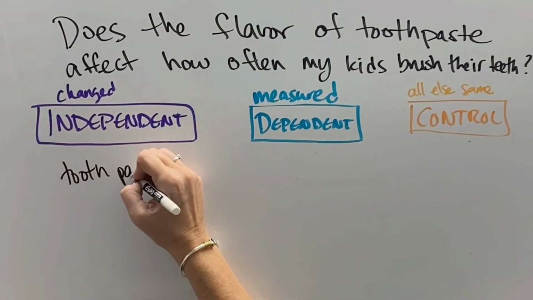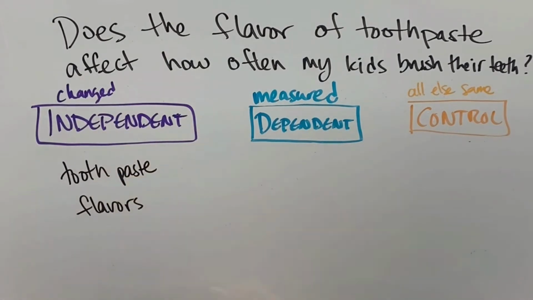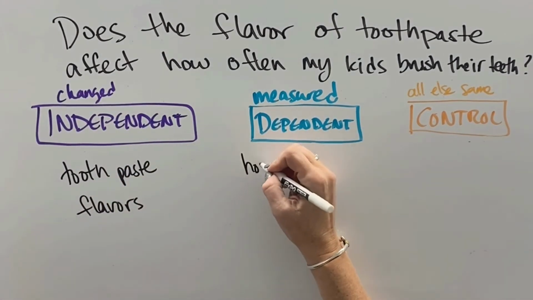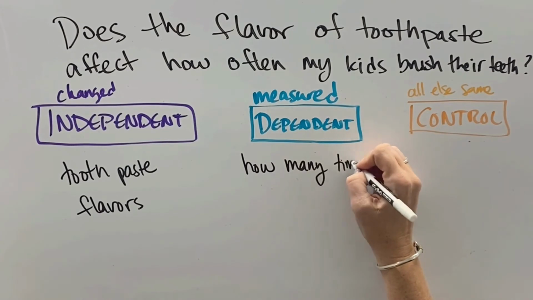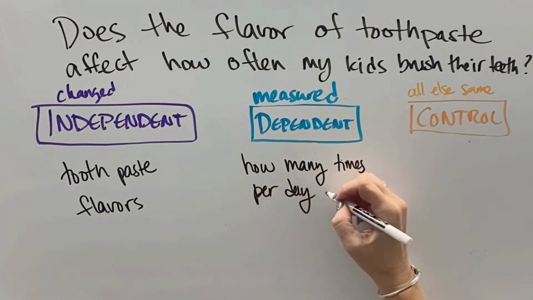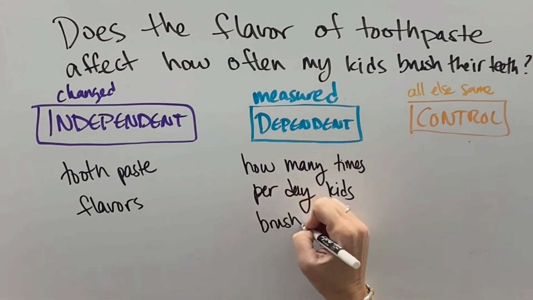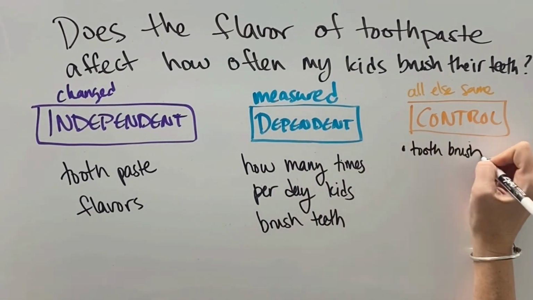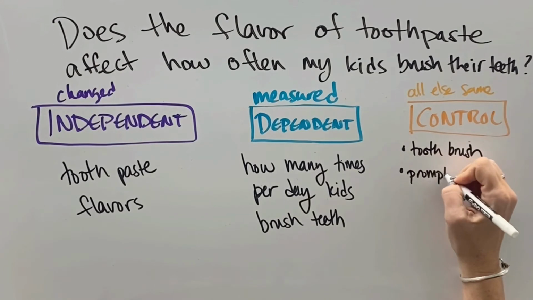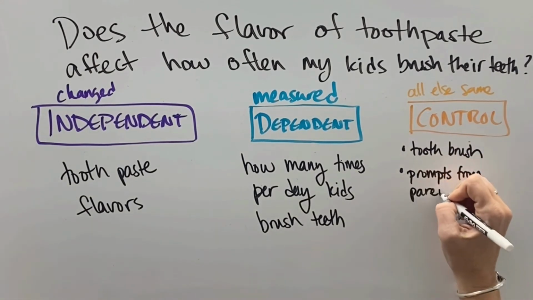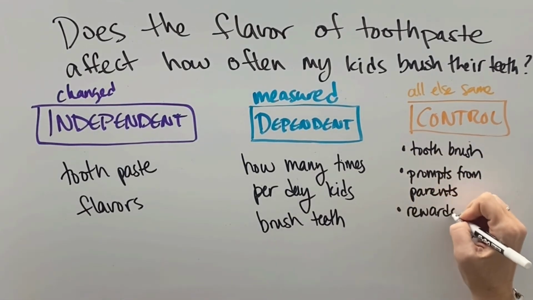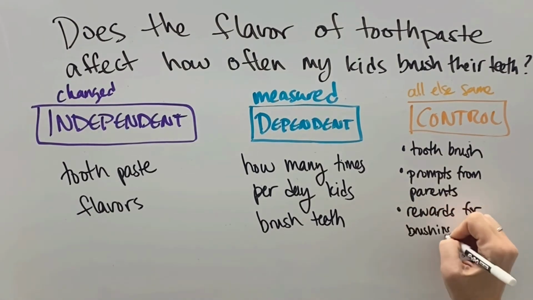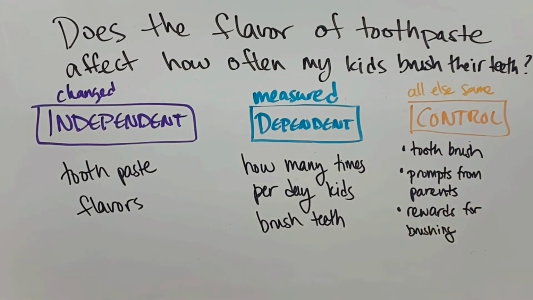Because the goal here, right, is to establish cause and effect, if the stir rate really affects the time to dissolve. Does the flavor of toothpaste affect how often my kids brush their teeth? Well, I would use different toothpaste flavors, and then I would want to measure somehow how their behavior changes, which would be how often they brush their teeth, how many times per day. I'd want to keep the same toothbrush, the same prompts from me, the same reward systems, because I want to know that the reason their behavior is changing is because of the flavor of the preferred toothpaste.